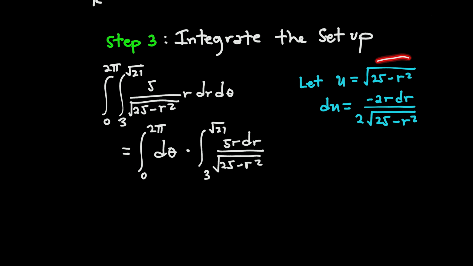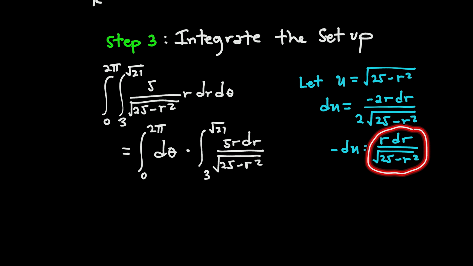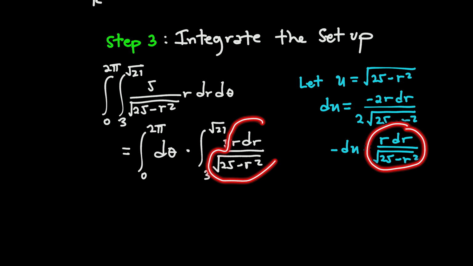What we have here is that the derivative of this one is 1 over 2 times the square root of this term. And this one is obtained by deriving the inside term of this square root. That's why you have negative 2r dr. If we cancel out 2 and multiply negative 1 both sides, we have this result. Negative du is equal to r dr all over this square root. Notice that this term appears in the integrand.